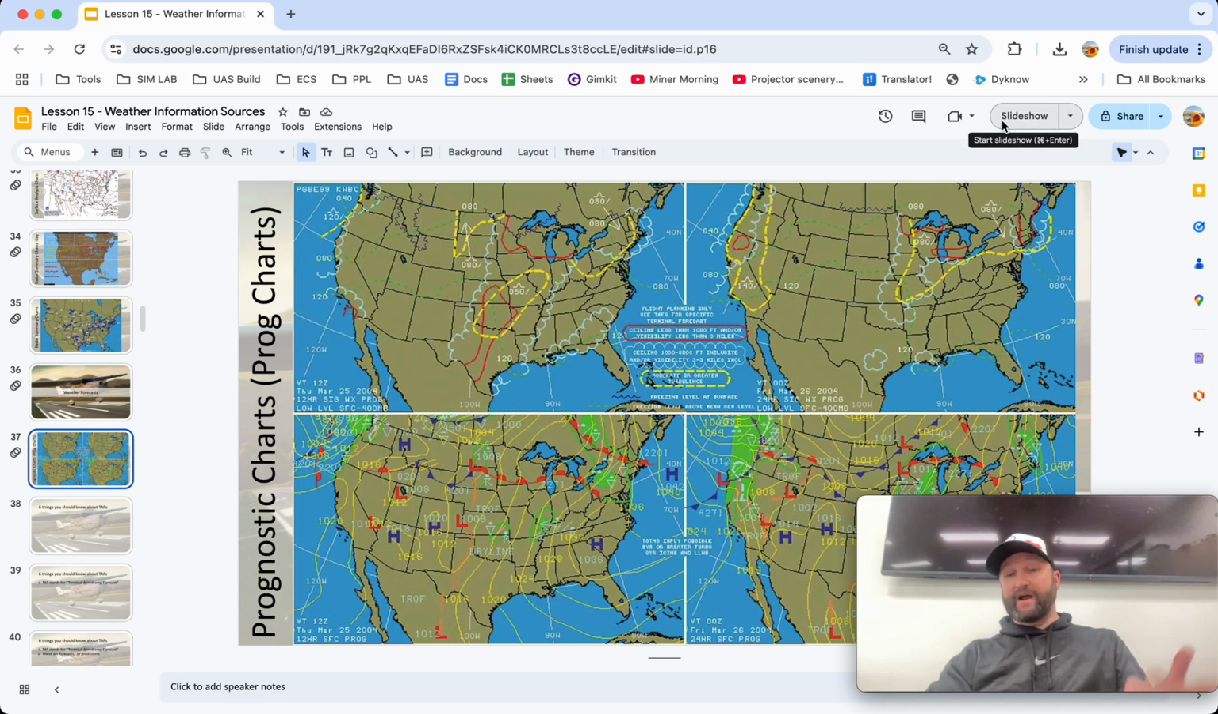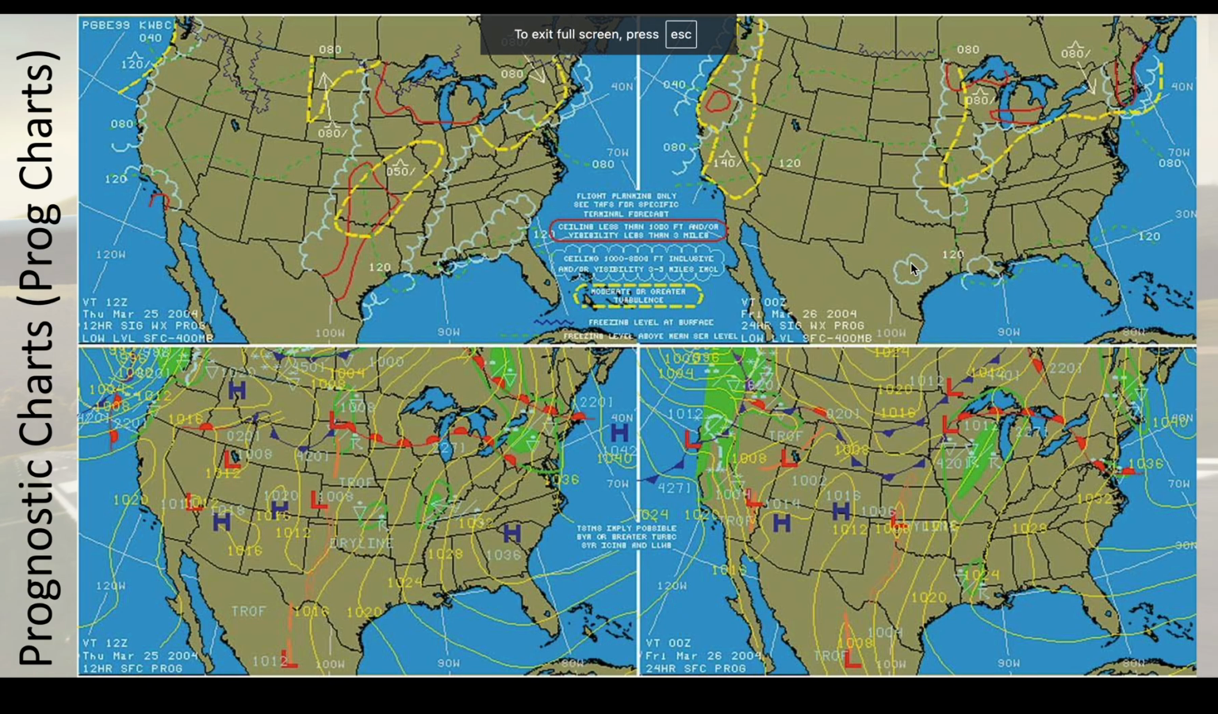Prognostic charts. There's a graphic prognostic chart first in the slides here. This is one that they love to ask you questions on a test. What you should know is you have 4 panes here: a top left, top right, bottom left, and bottom right. So make sure you're looking at the right one as I talk through them.